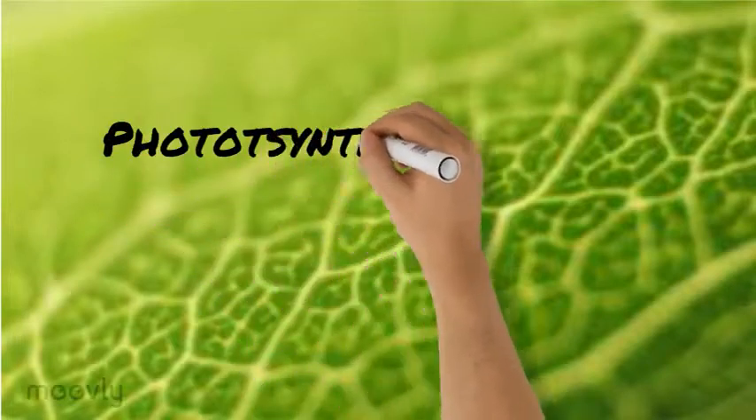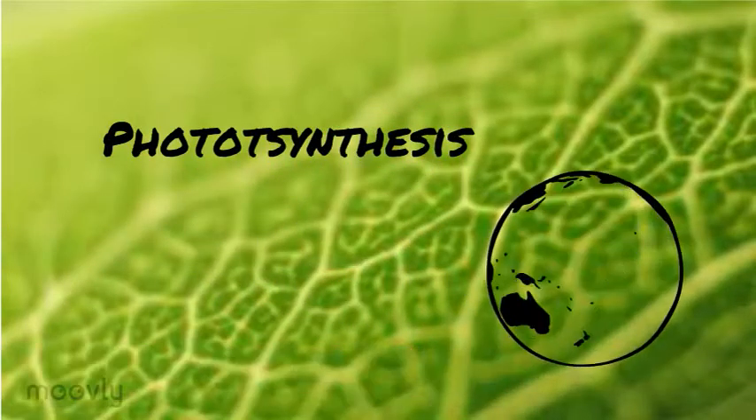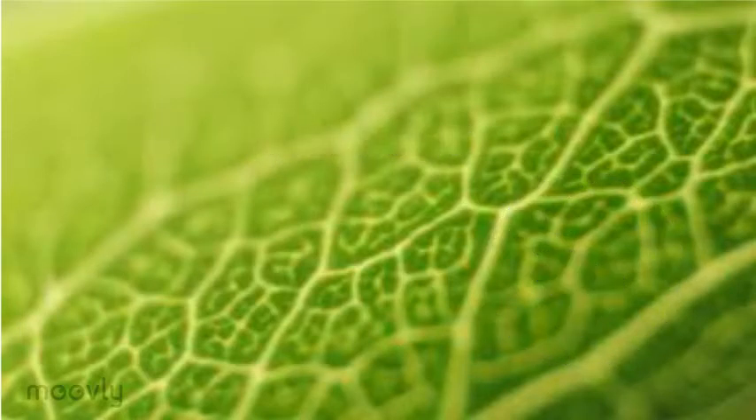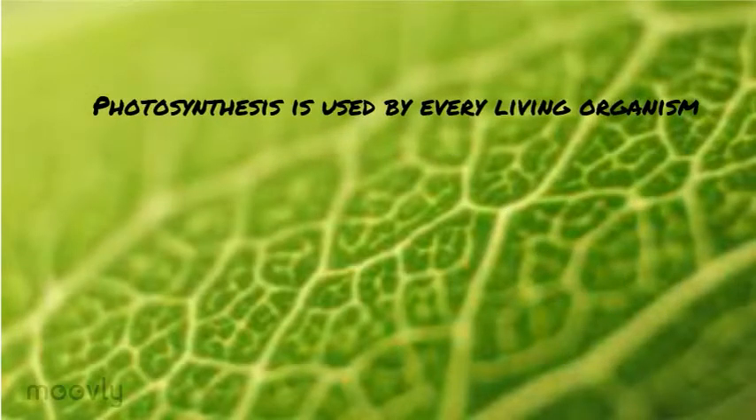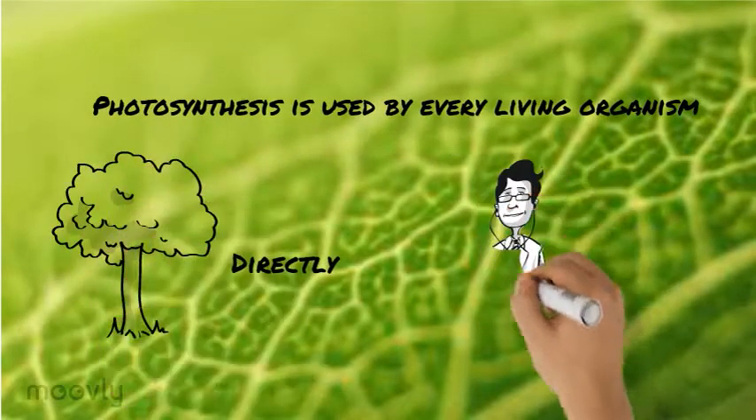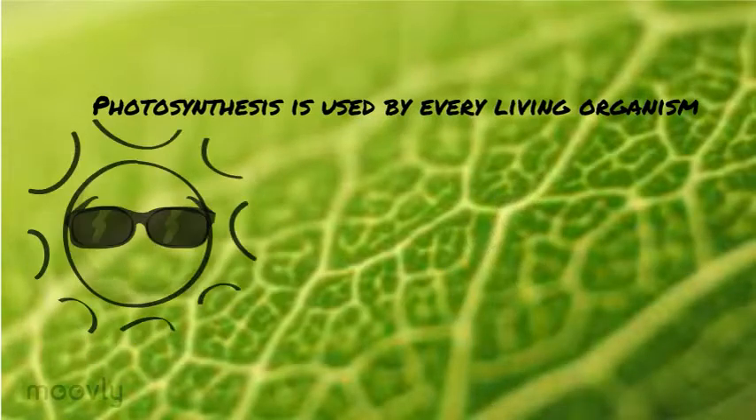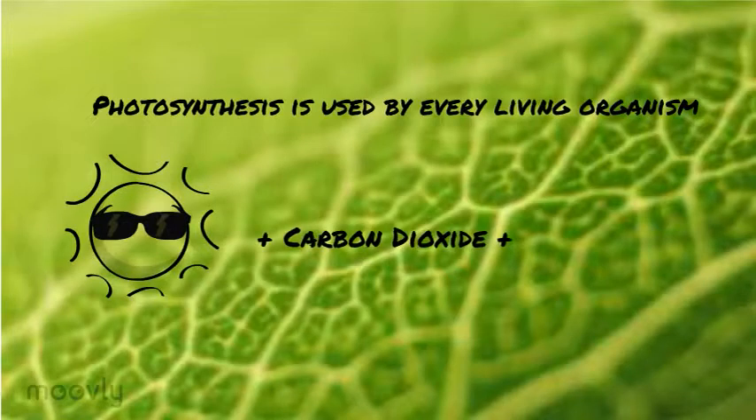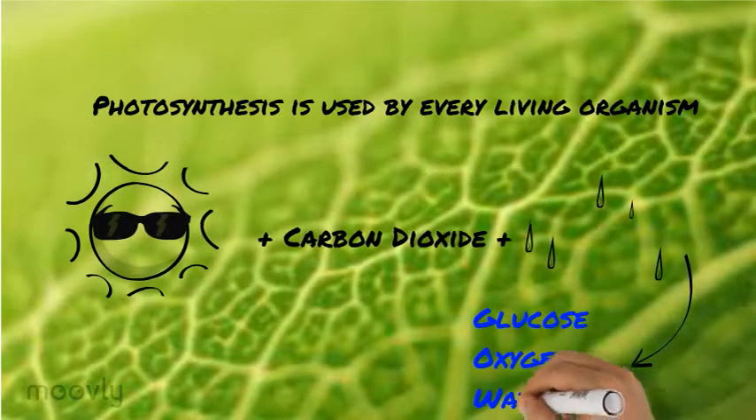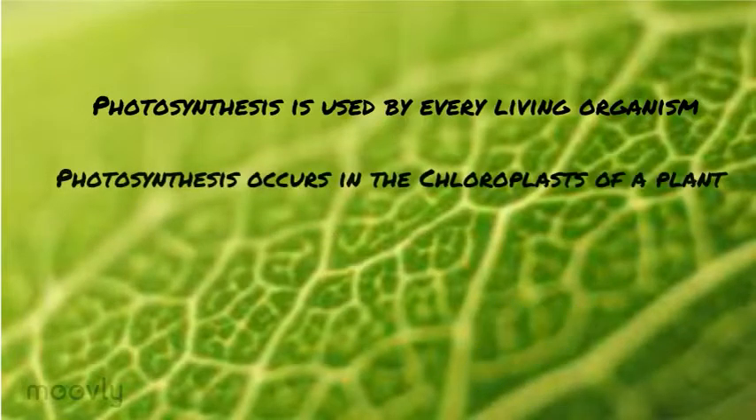Today in this video, we are going to be talking about photosynthesis. So photosynthesis is used by every living organism, whether directly or indirectly. Photosynthesis is basically using the sun's light energy, carbon dioxide, and water to make glucose, oxygen, and water. Photosynthesis occurs in the chloroplast of the plants.